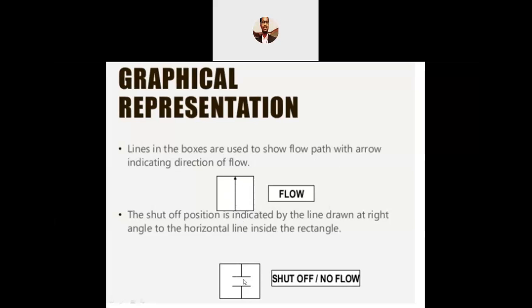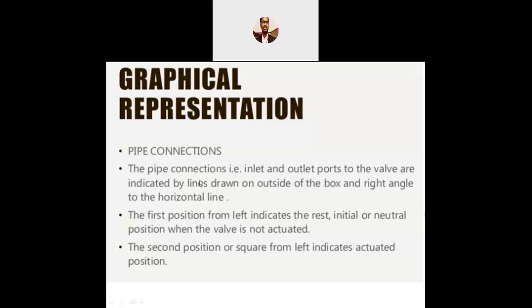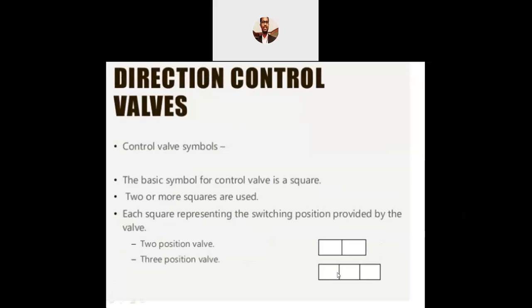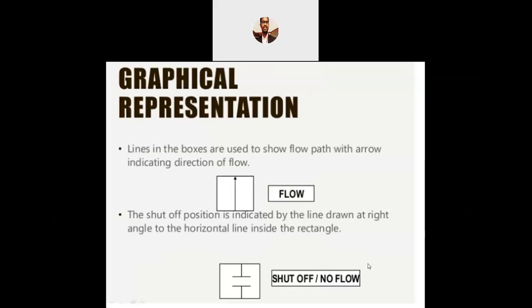Suppose this line is not there, and I have two parallel lines like this, that means there is no flow. We may also call it a shut off. That means it is an off position. Is that clear? This is a representation. The pipe connections, that is the inlet and outlet ports to the valve, are indicated by lines drawn on the outside of the box and at right angles to the horizontal line. The first position from the left indicates the rest, initial or neutral position when the valve is not actuated. If you have three, this is one. The first square box indicates the first position of the valve. The second one will always indicate a neutral position, and the third one will indicate the third position.